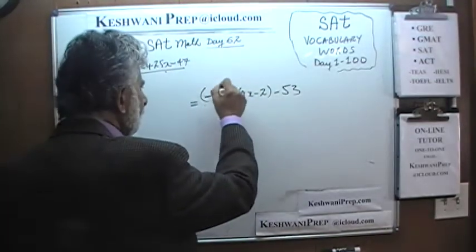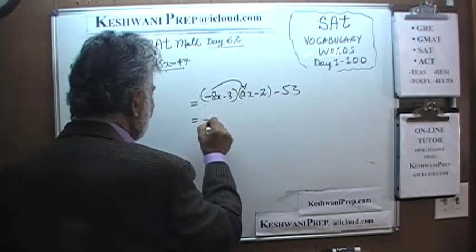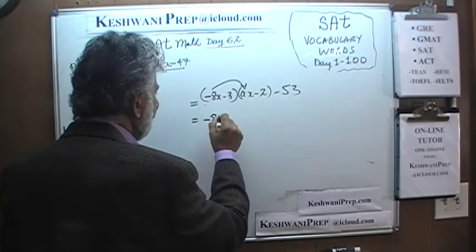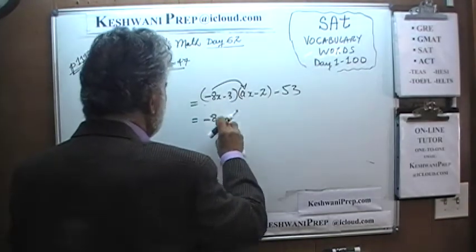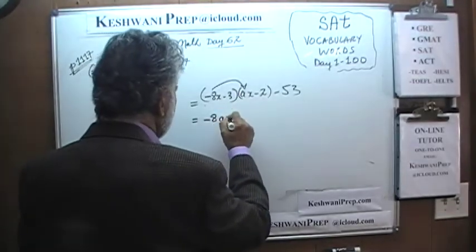Let's continue. Multiply it out. We get negative 8, we just have to pay attention, negative 8a times x squared.